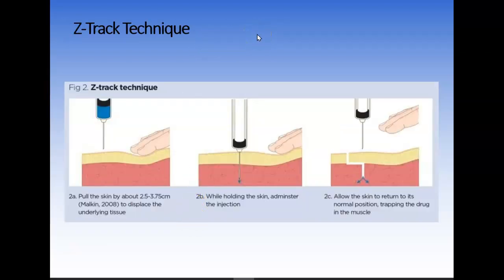Okay, the Z-track method. The Z-track method is important. What it does is you essentially pull traction on the skin so that when you puncture through the skin into the muscle, the medication is injected, and then when you remove the needle and let the skin go, the traction moves back over the hole that you just punctured. And so it makes it more difficult for the medication to return. So it traps the drug in the muscle, okay?